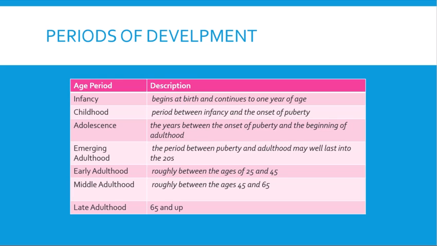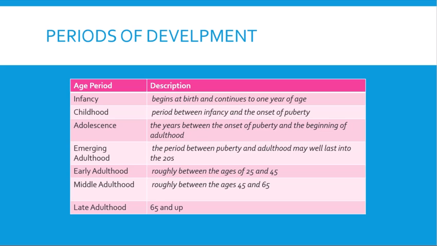Adolescence is the years between the onset of puberty and the beginning of adulthood. And this is actually expanded. It's sometimes said that adolescence now goes till about 24 years. Emerging adulthood, the period between puberty and adulthood, may last well into the 20s. And then we've got early adulthood, where things sort of start to stabilize. Whereas we were talking about in adolescence, things are going through lots of changes. Childhood is also relatively stable. We're going through changes and growth, but not quite as turbulent as we will see in adolescence.